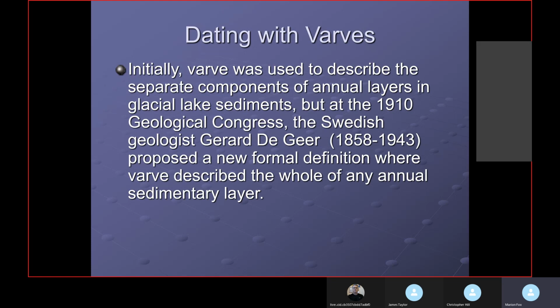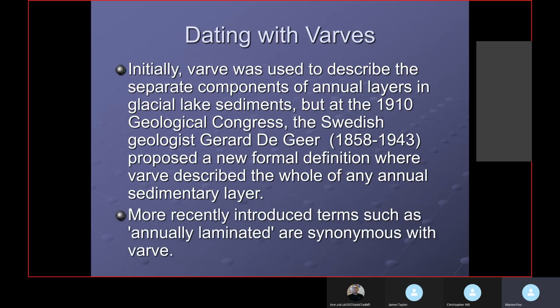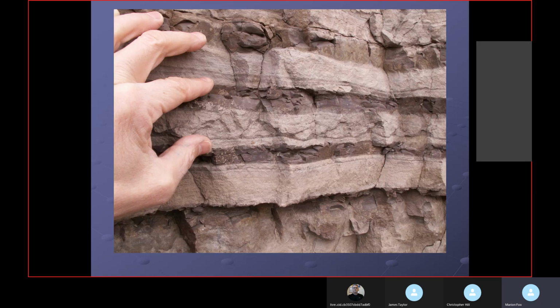So he was assuming it's an annual layer. So notice that's an assumption. It's an annual layer. More recently introduced terms such as annually laminated are synonymous with varve. So annually laminated. Now notice annually, they're assuming this was laid down in 1 year. That tells you an inherent assumption in varves. They assume they were laid down in 1 year. So here, varves, supposedly taking 1 year to put these layers into place.